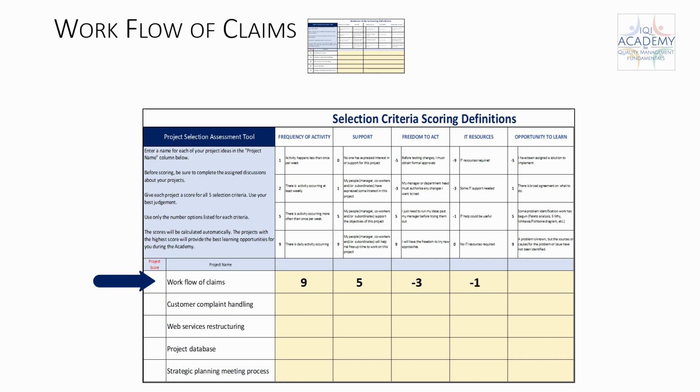The problems in the process are often talked about, and a couple of brainstorming sessions have occurred, and one claims processor has been recording her own data on defects. But that has been the extent of the problem analysis efforts. Opportunities to learn is scored 5. Here's the scoring for the next 3 project ideas.